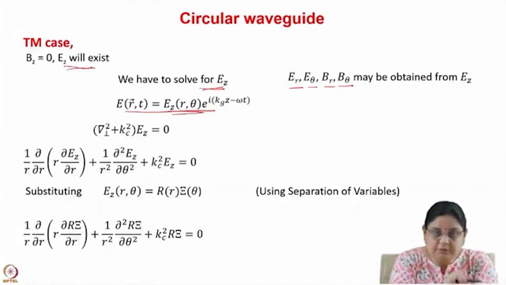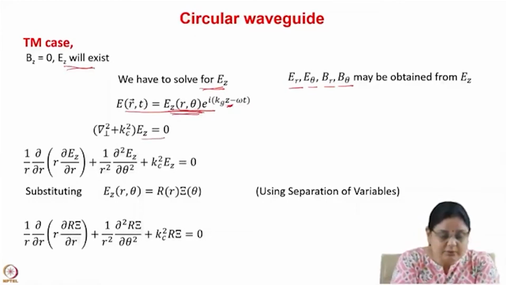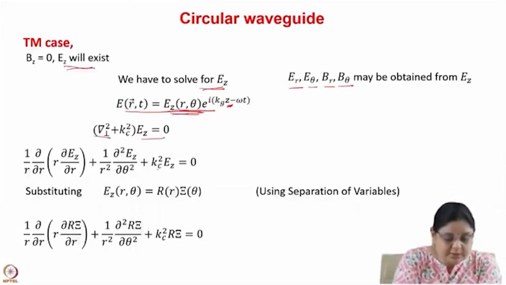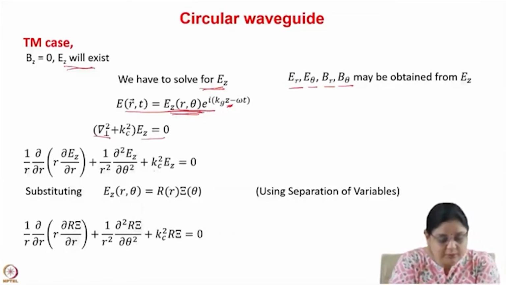The wave is free to propagate in the z direction. So it's a propagating wave in the z direction, but it will form a standing wave in the r and theta directions. This is the wave equation written in terms of Ez. We can expand del perpendicular square and we get this expression. This is the total wave equation in the z direction.